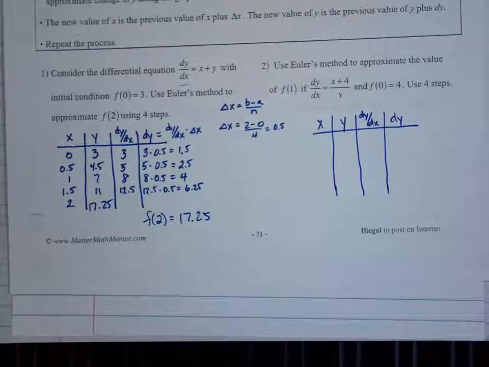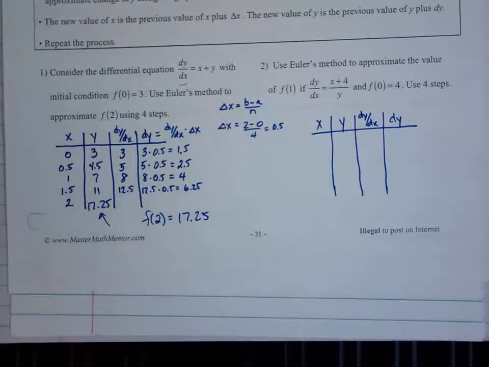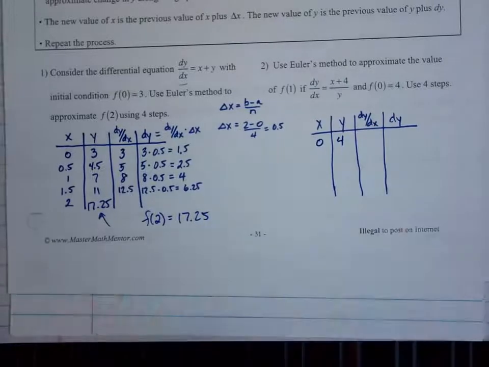Yes? Do we not have to finish the chart? That's as far as we have to go. We want to know what f of 2 is. So we want the y value for 2 and we stop. So 0, 4 is my first point. I know that. Always put that down right away.